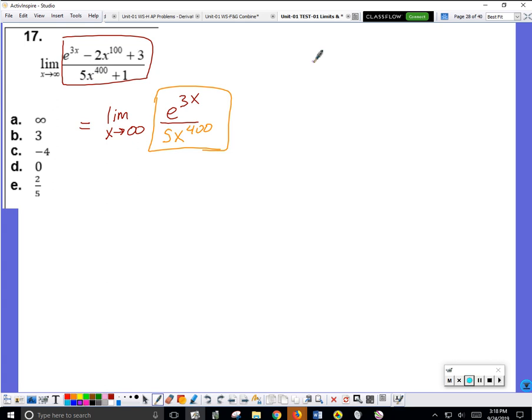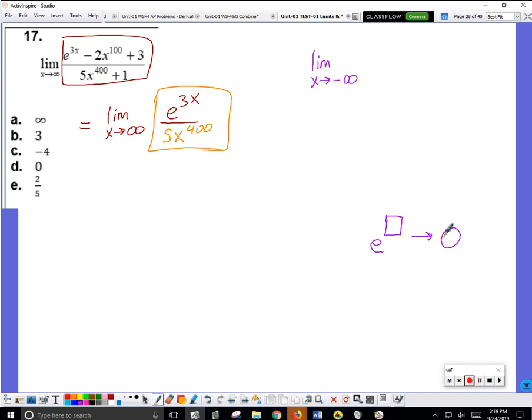So if this were the limit as x were approaching negative infinity, well, now this thing here is e to an exponent that becomes increasingly negative. That will go to 0. So it will not dominate. As e to the negative x power, it just goes to 0.